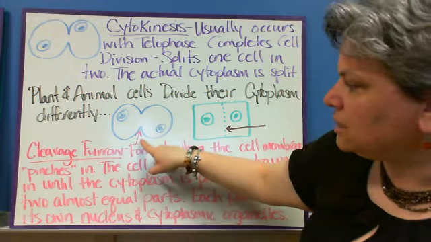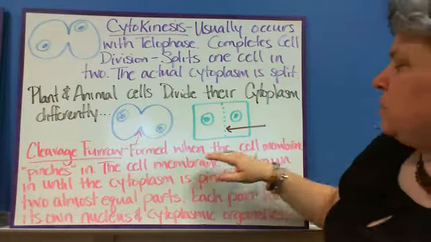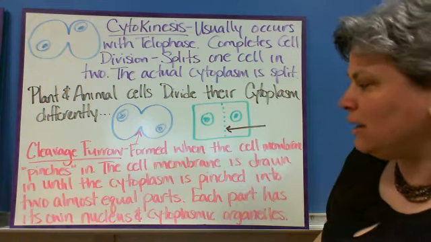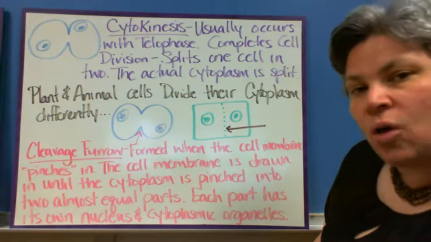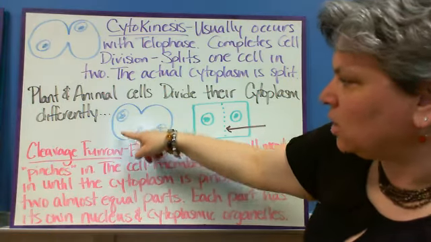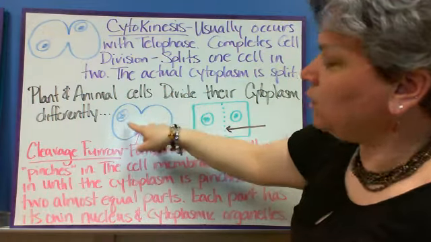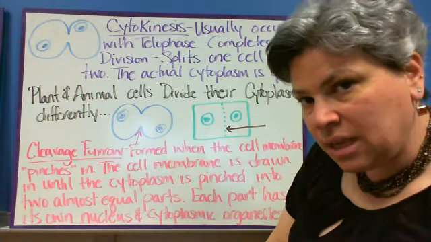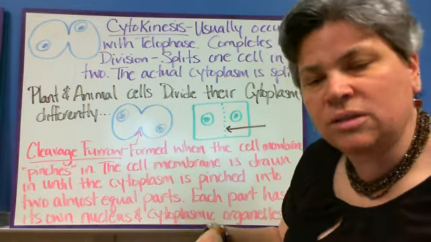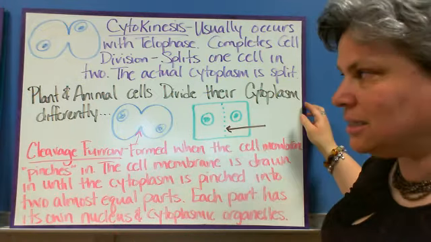The animal cell creates this structure called a cleavage furrow. Furrow meaning where it starts to pinch. So it's formed when the cell membrane literally pinches in. The cell membrane is drawn in until the cytoplasm is pinched into almost equal parts. Each part has its own nucleus, and each part has its own cytoplasmic organelles. So when this pinches all the way, each one will have its own organelles, its own cytoplasm, its own nucleus, its own DNA. They're 2 individual cells that can continue then on their own. So what are we going to call this structure in the plant cell?